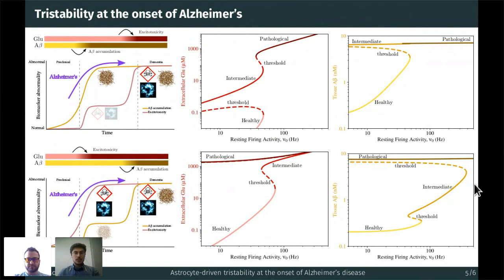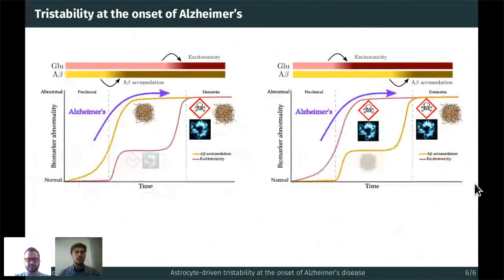But besides which of these two pathways of the disease we follow, the main message here is that we have this tristable system, which means an additional threshold, an additional point to attack the disease with some therapeutic intervention. And with this, I conclude my talk.